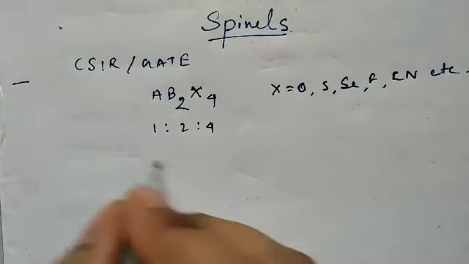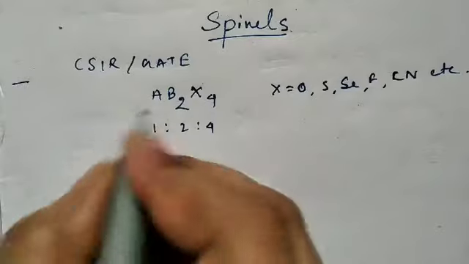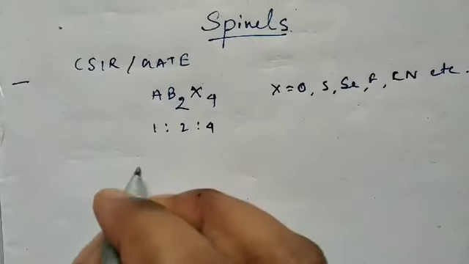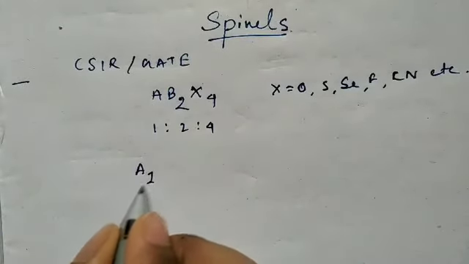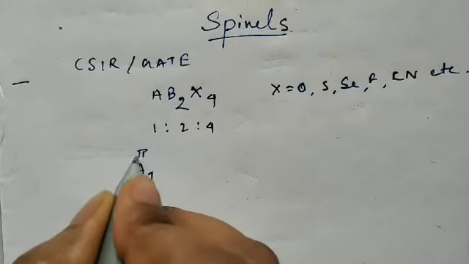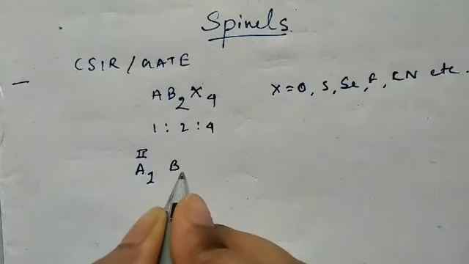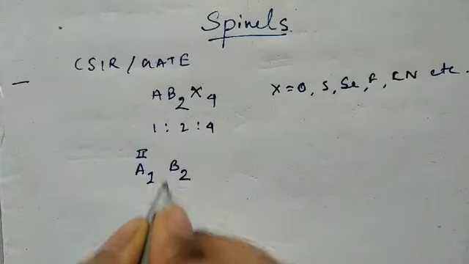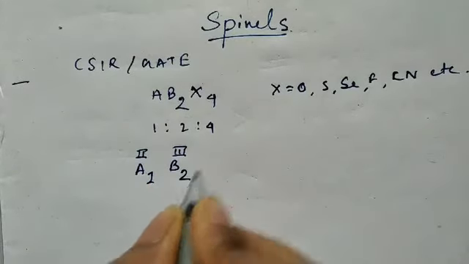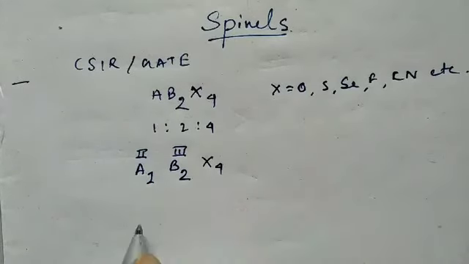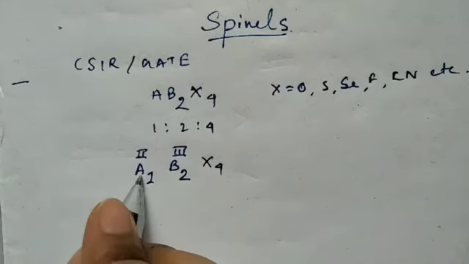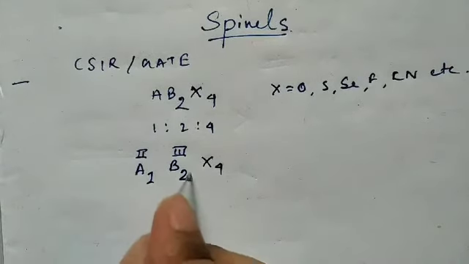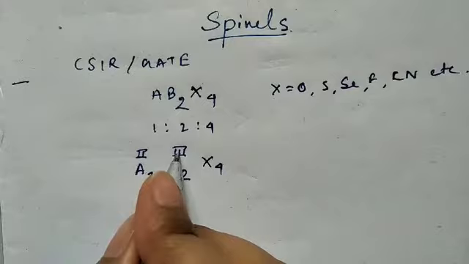Okay, and what is the oxidation state of the metals? The metal which is less in number, that is 1, will have the lesser oxidation state, 2, and the metal which is more in number, that is 2, will have the more oxidation state, that is 3. You can remember it in this way: the metal which is less in number will have the lesser oxidation state, and the metal which is more in number will have the more oxidation state.